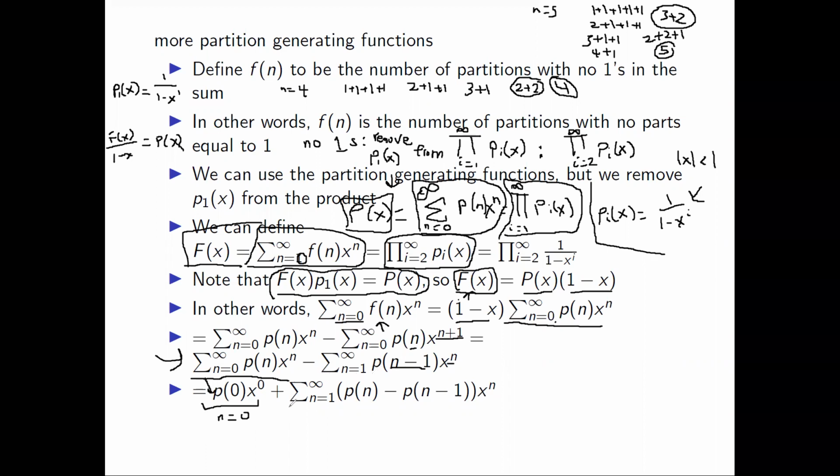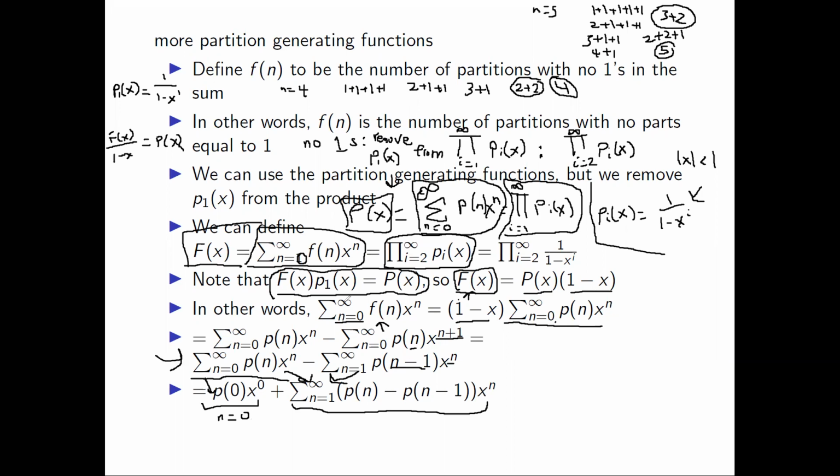Now this sum over here, all the terms in it come from both sums. So both sums contribute to this one. That's why I have two arrows going to that one. And we go from n equals 1 to infinity, because n equals 0 is only in the left sum. n equals 1 is in both sums. And we have p of n minus p of n minus 1, and that times x to the n. So we use the distributive property again there, but in reverse.